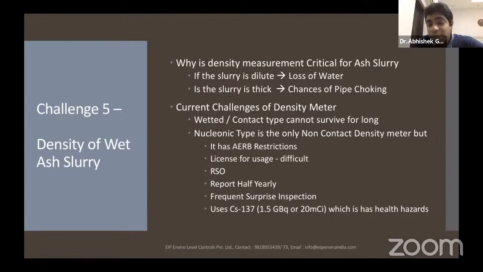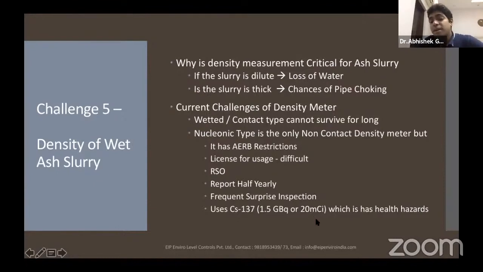But the nucleonic type has its own problem. It has AERB restrictions. There is a license for usage. You might need a radiation safety officer. You need to submit a report every half yearly. And there are chances of frequent surprise inspections by AERB. The reason behind all of this is the source being used is cesium 137, which has a radioactivity of 1.5 gigabecquerel or 20 millicuries. We will go on to the next slide to realize the importance of this 20 millicurie. But as of now, I just request you to remember this figure of 20 millicurie.